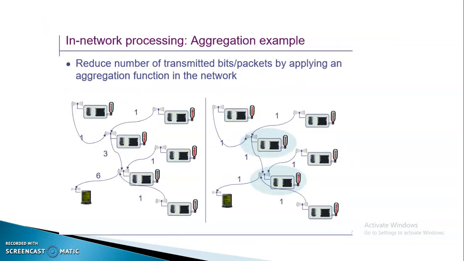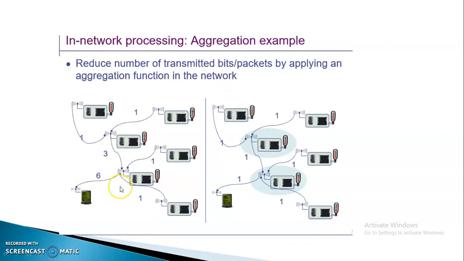How could it be? You can just look at the diagram. It reduces the number of transmitted bits or packets by applying an aggregate. In the first figure, there are some numbers indicated. This is the first node, second node, and the third. The summation, that is aggregation, totally gives 3. Then at this point you have 3 nodes, then again one more 3. So the total aggregation is 6. Out of these nodes, how many aggregated values is your sink going to receive? That is 6.